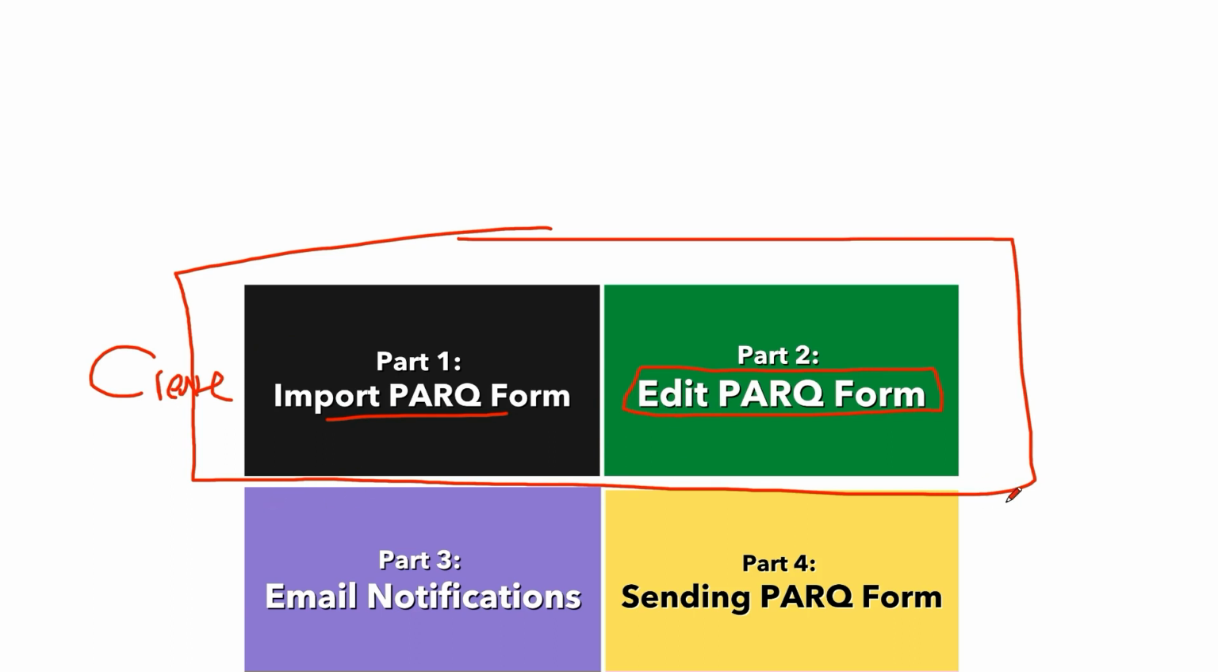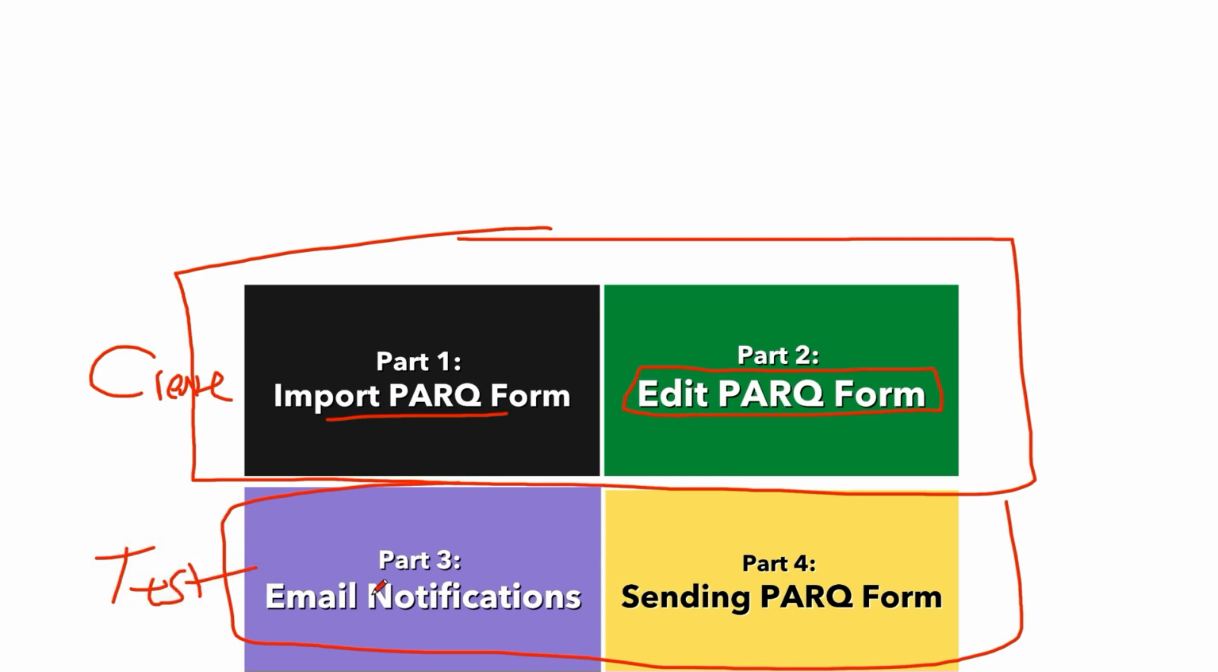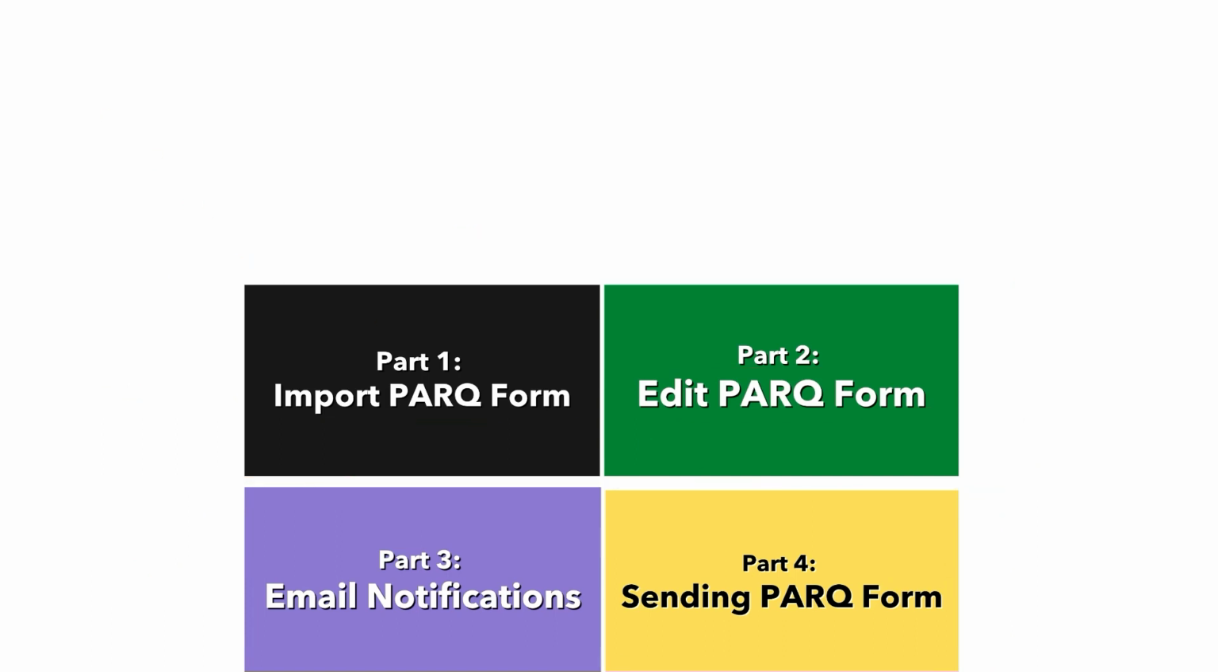And then in the second training section, we're going to talk about how to test the PARQ form. Inside of that one, we'll cover the email notifications and how to set them up, as well as how to send the PARQ form so you can test it yourself, and how to check for submissions. So that is what is following in the next immediate training sections.